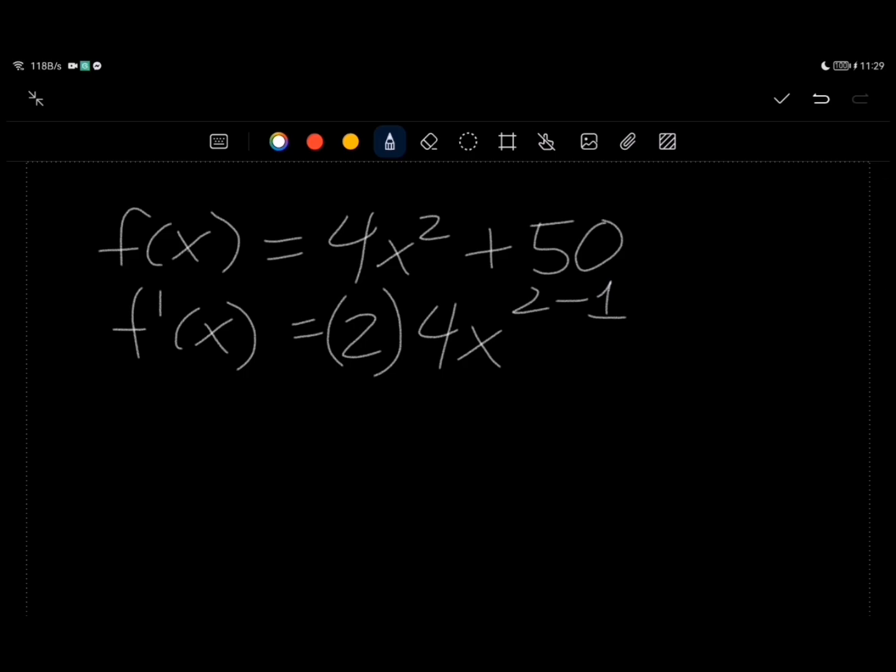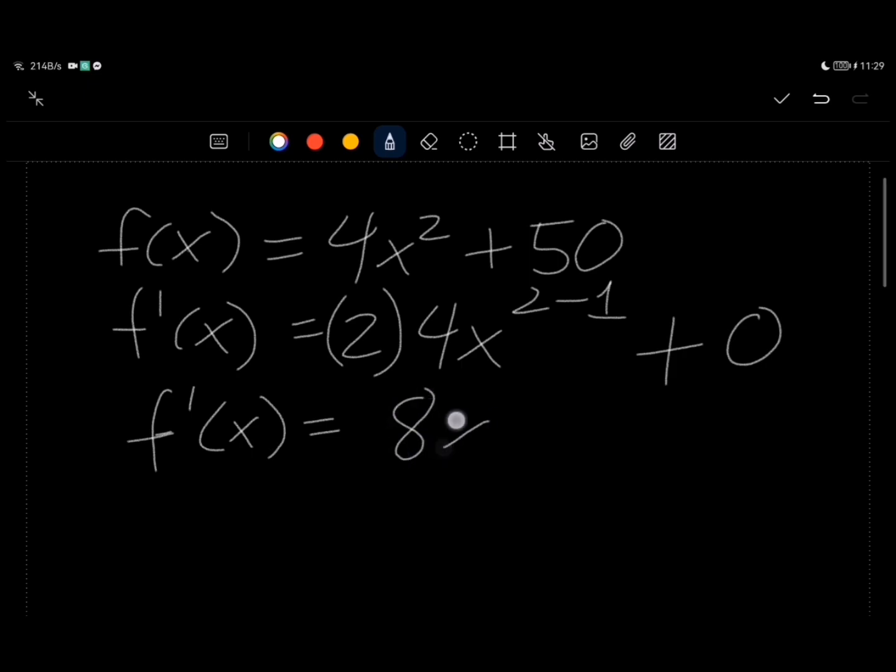And then this is constant. The 50 is constant, so you're going to just write it as plus 0. So combine this, you should have an answer of f prime of x equals, so 2 times 4x is going to be 8x, and that's it. That's how simple it is.